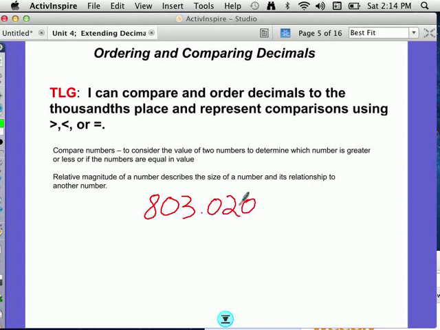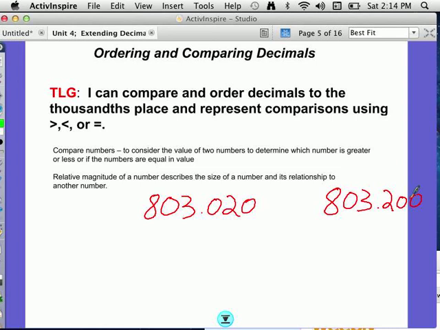Compared to 803 and 200 thousandths. Now we're going to compare these two numbers. Now these numbers look alike because they have the same digits. But what we tell students to do is whenever you're comparing numbers, please line them up by the decimals. And Mr. Valentine is going to show us an example of that.